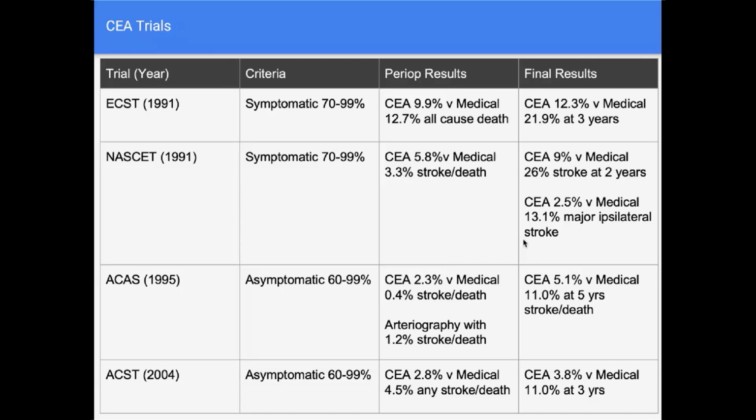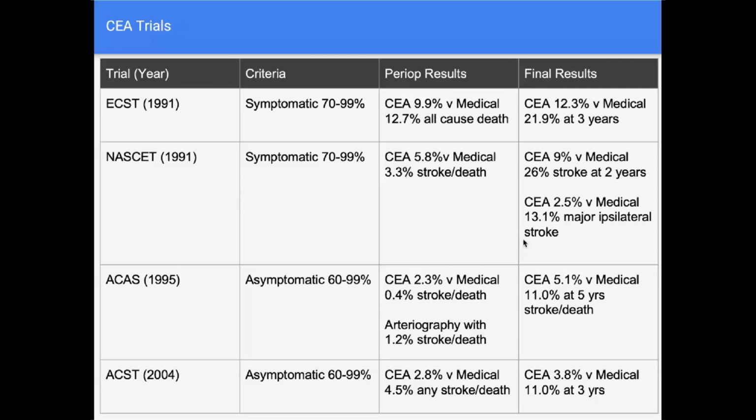The asymptomatic patients were tested under the ACAS trial. And this was those who had 60 to 99% stenoses who were asymptomatic, randomized to medical therapy or carotid endarterectomy.